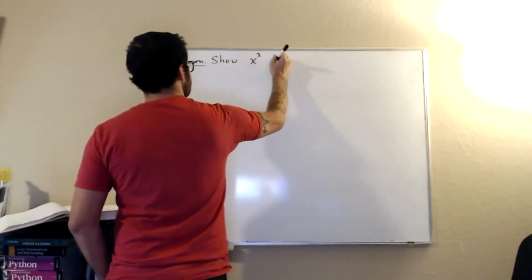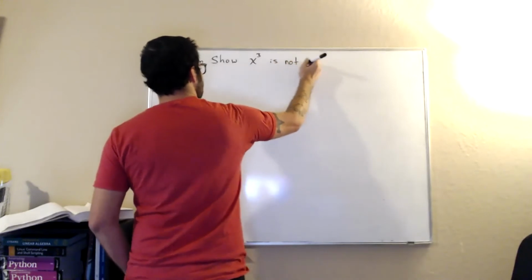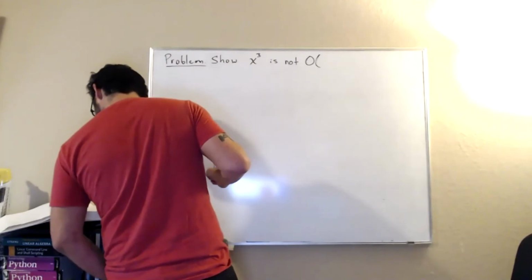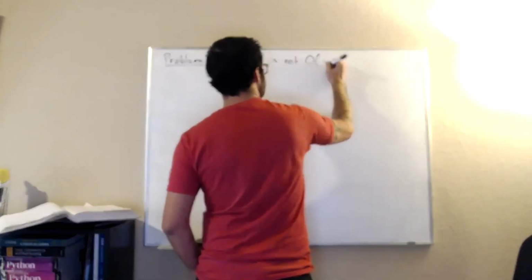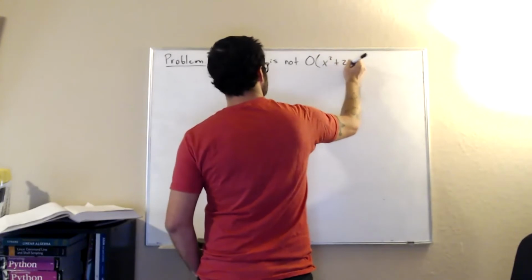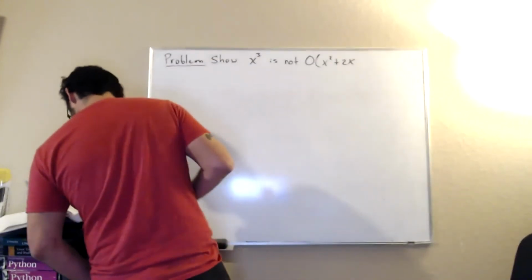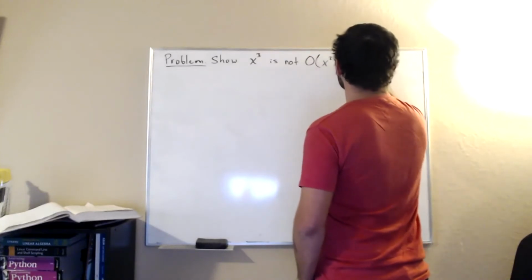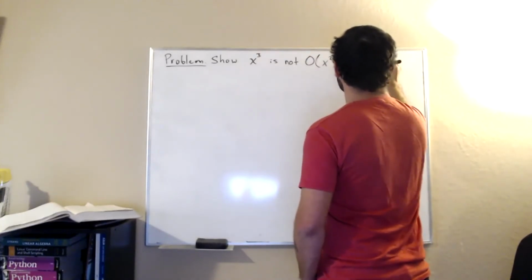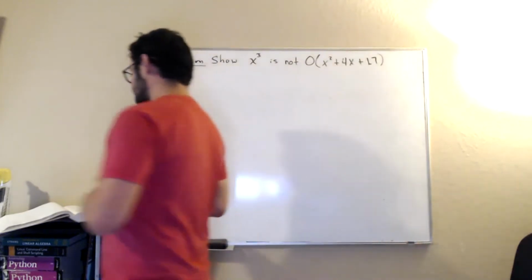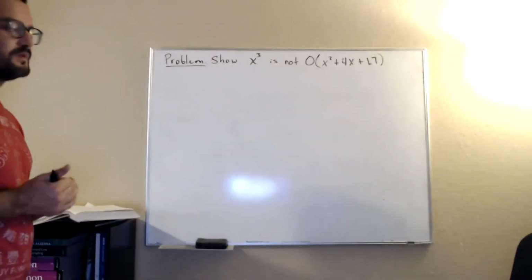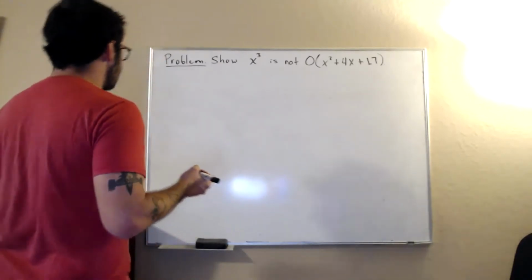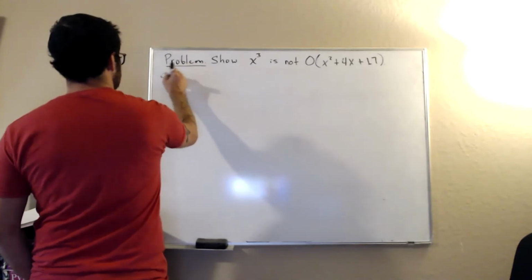X cubed is not big O of x squared plus 4x plus 17. X squared plus 4x plus 17. And we did one of these. We did a similar one to this in class. So, solution.